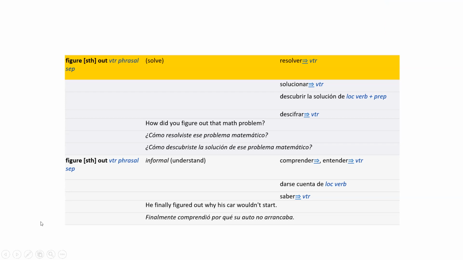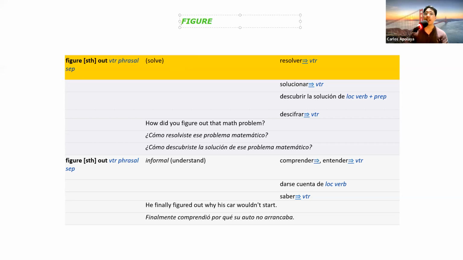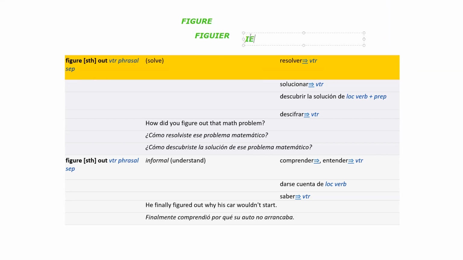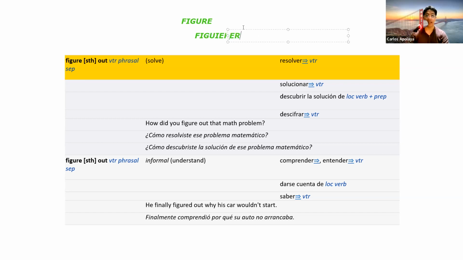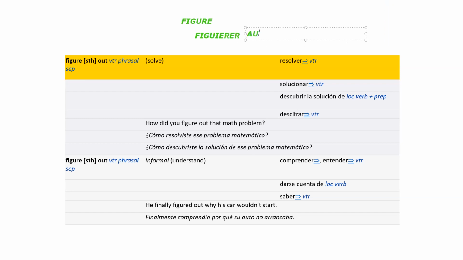Now, look at this. Repeat after me. Figure. Figure. And then you have it. Figure it, like this. And then you have out. Figure it out. Figure it out.